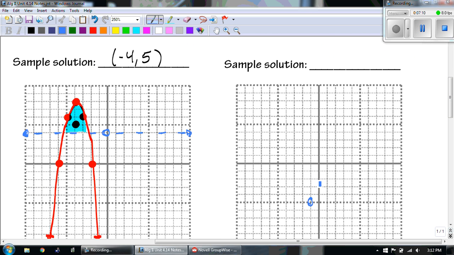And a is 2, so I'm going up 2 over 1. And then 2, 4, 6, 8 over 2. It's open. So there we go.